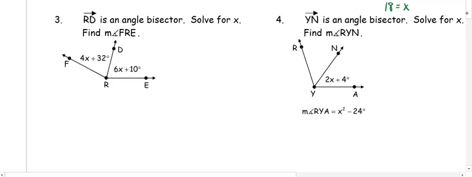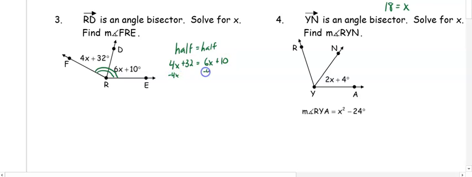In number 3, we have that RD is an angle bisector. So again, I'm going to label that my angles are bisected. Solve for x and find the measure of angle FRE. If our angle is bisected, we have a half angle and a half angle. So remember, our half is equal to a half. So we have 4x plus 32 is equal to 6x plus 10.